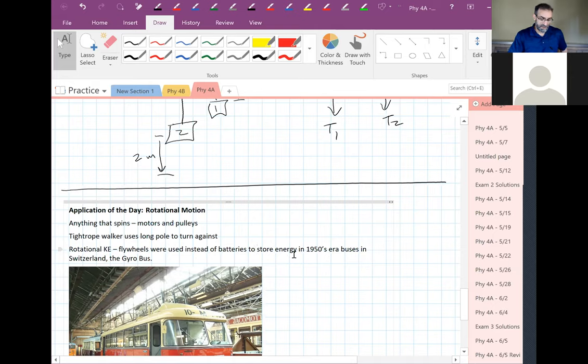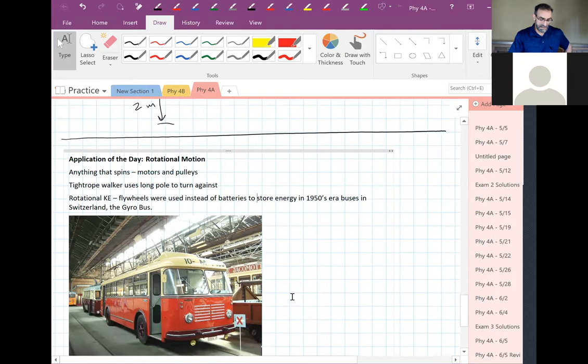Rotational kinetic energy. So this bus, this was in the 50s, they had these hybrid buses. They did not use batteries to store the energy when the bus slowed down. They used a big flywheel. A flywheel is a wheel with a lot of rotational inertia used to store energy. So it had this big flywheel, and as the bus slowed down, the energy got put into the flywheel, getting this flywheel spinning. And so the bus sat there at the red light, and this wheel would spin, storing the energy. And then when it went to start up again, that wheel would slow down, and it would take the energy out of that wheel and make the bus go again.